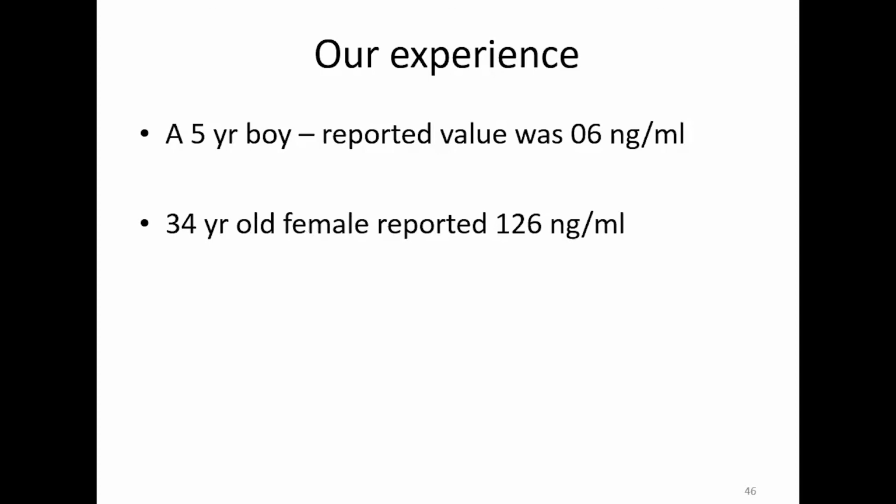From our experience, we reported these 2 values recently. There was a boy aged about 5 years where we reported a very low value of 6 nanograms per ml. When we tried to get the history from the doctor, they said the baby was having classical symptoms of rickets. Fine. Then one more case we got very recently is a 34-year-old female reported as 126 nanograms per ml. We were in a little bit of a dilemma to give such a value, 126 nanograms, because it was too high. We had to recheck our system and recheck with our MOU lab before issuing the report.